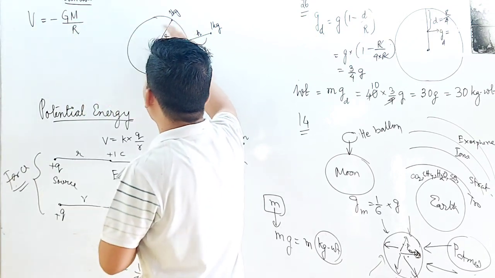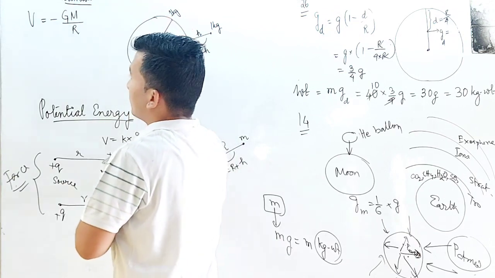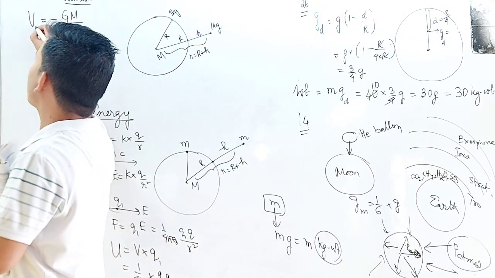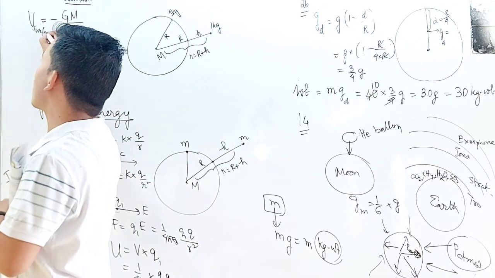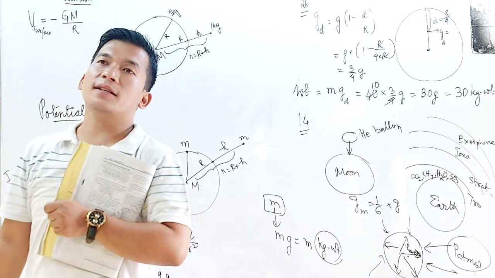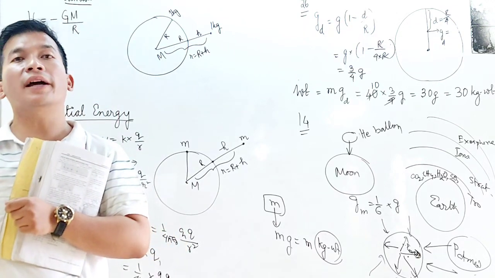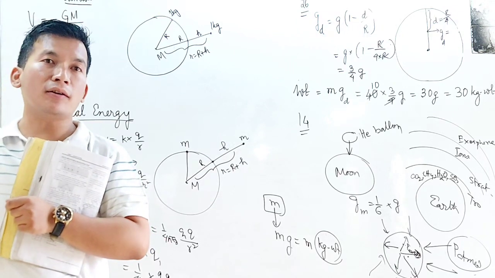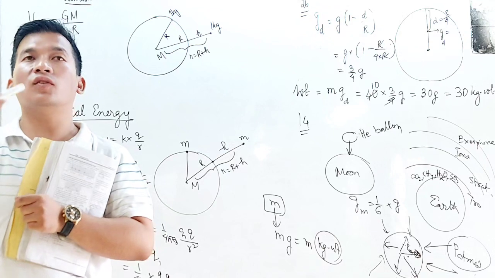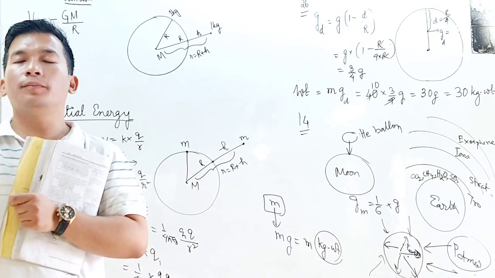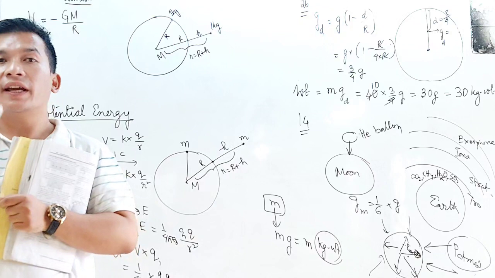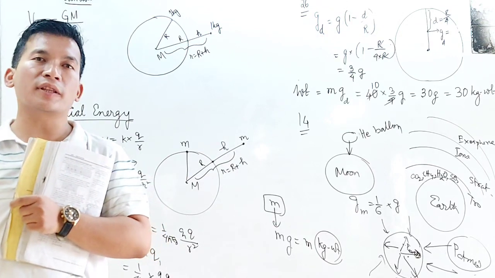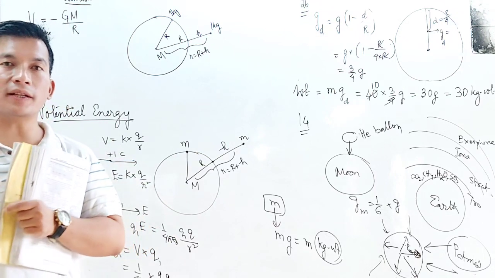That means these two are at a distance capital R like this. Understood? This is the potential at the surface of the earth. It will be minus capital G capital M divided by distance capital R. It is minus because the force of gravitation is attractive. For attractive force the potential is minus, and for repulsive force the potential will be positive.